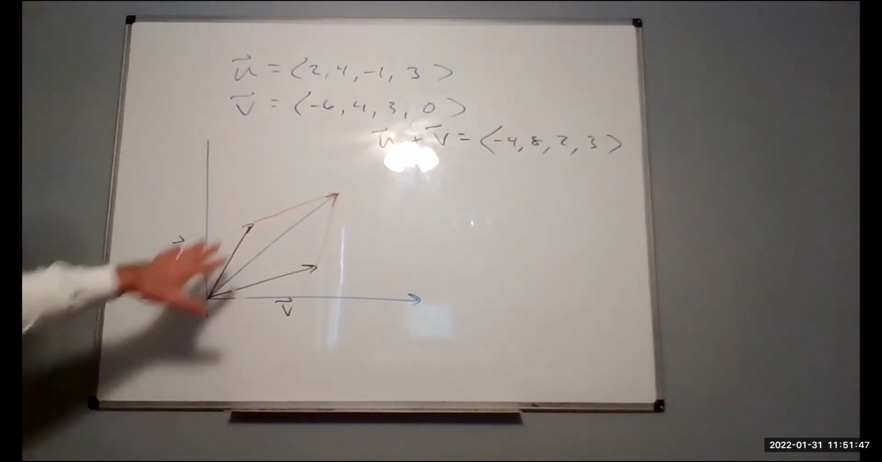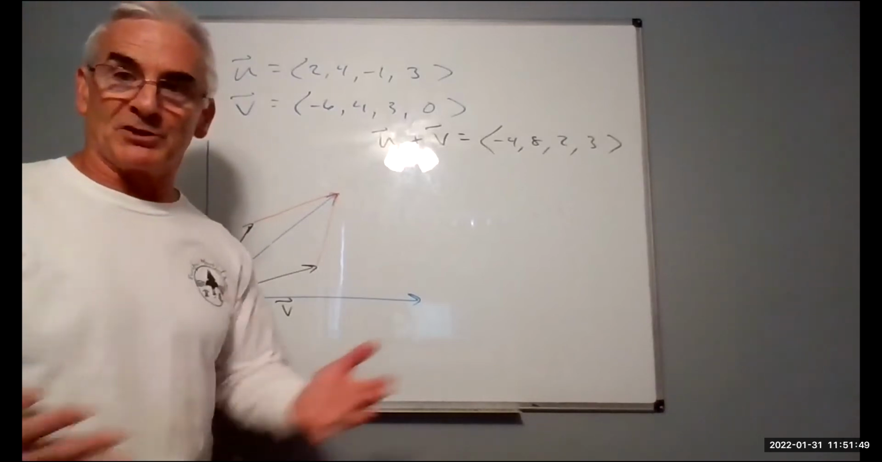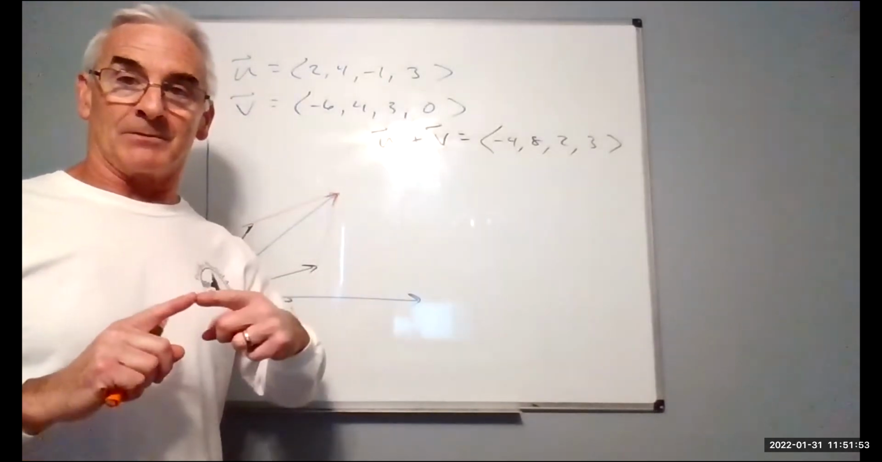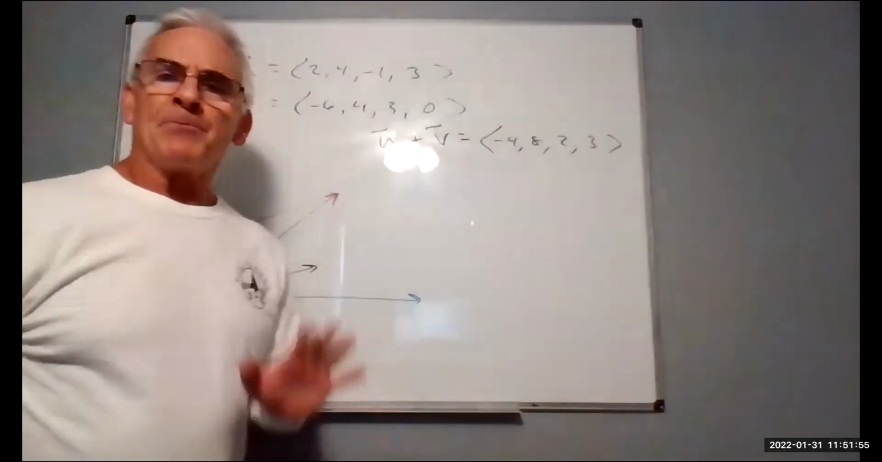And so the sum is just the diagonal of the parallelogram that those two vectors uniquely determine. So that's kind of cool. Now, I'm giving you a two-dimensional picture, but this would be true in every dimension. That I have two vectors out in space and I just add one to the other.